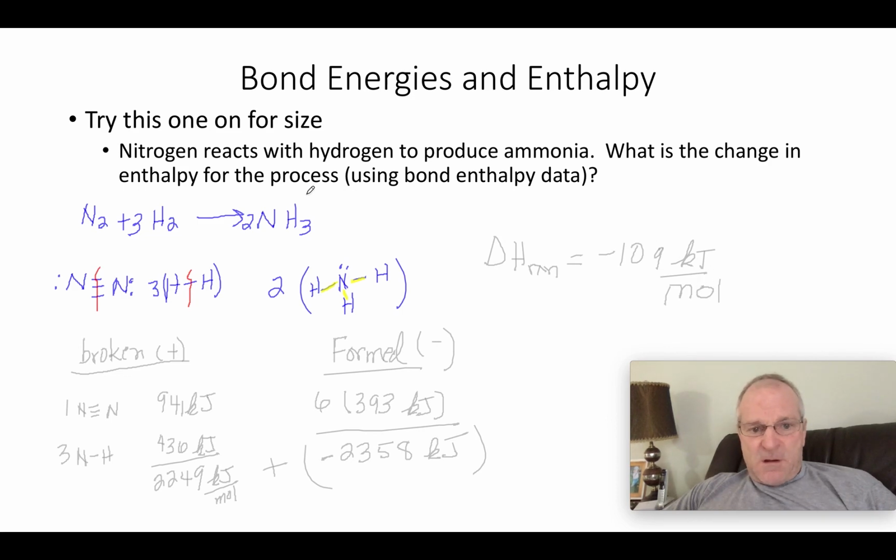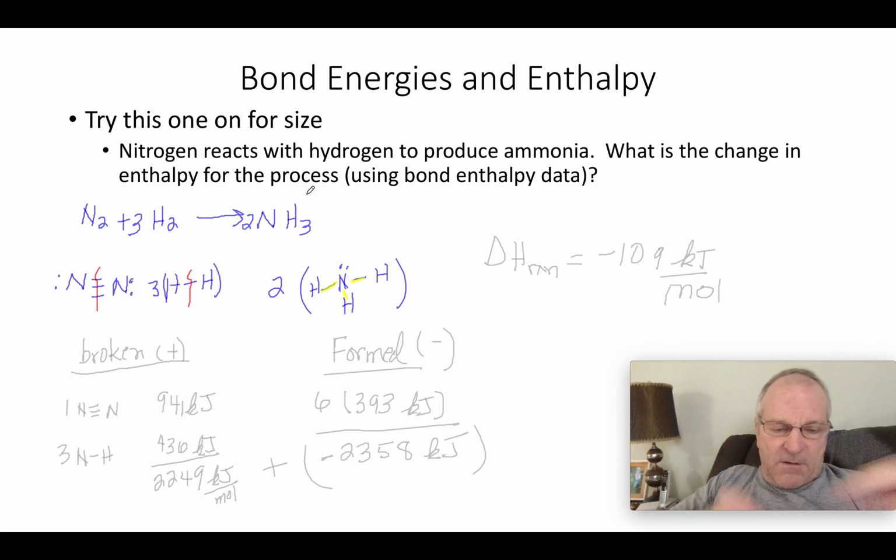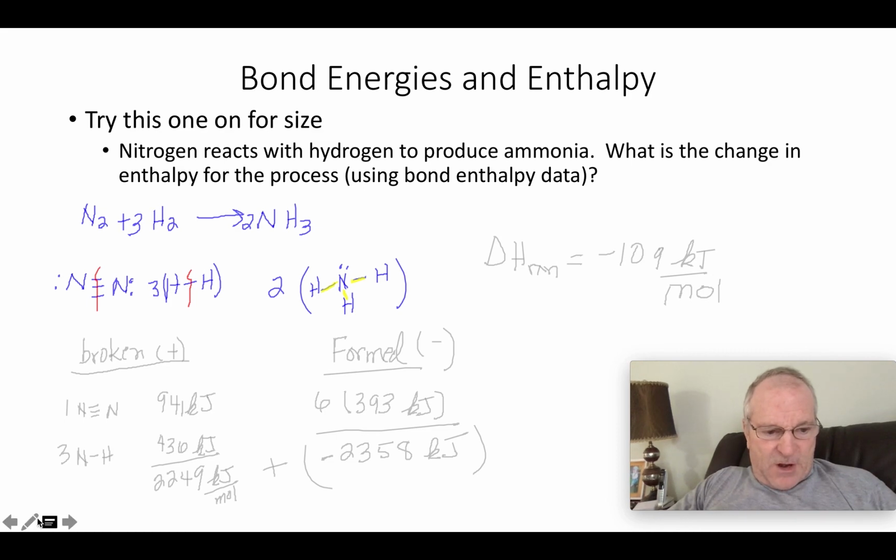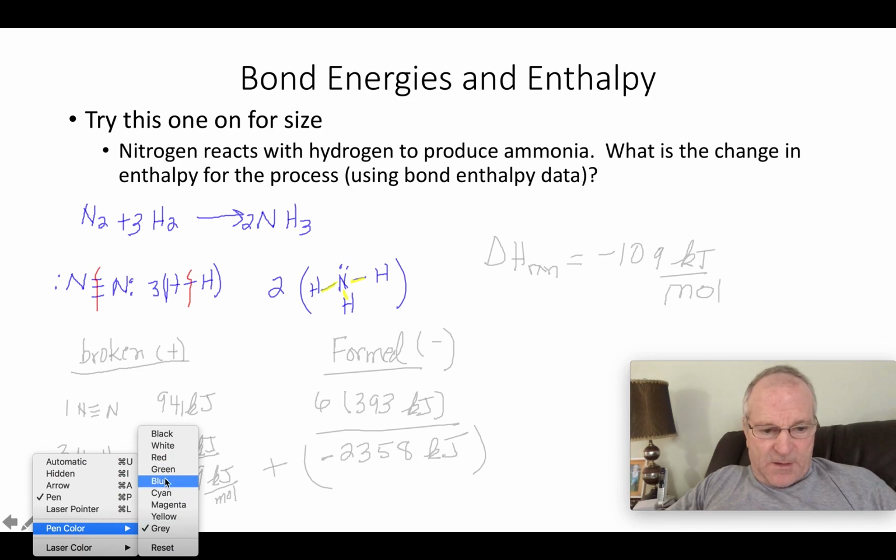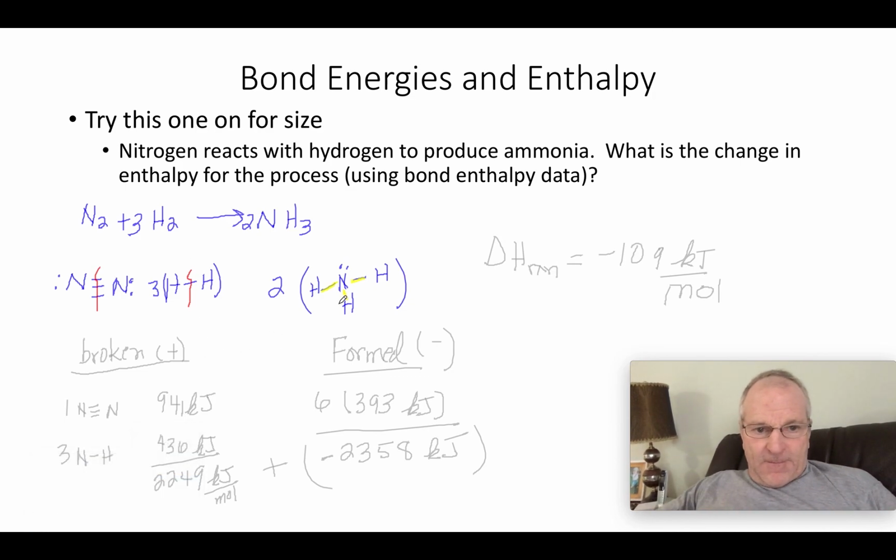And please note, I'd like to write this, and I'm going to try. Pen color. I'm going to go back to blue. There is a semicolon and a delta H. Usually there is the quantity of heat right there, only it doesn't say delta H. And it says negative 109 kilojoules per mole.